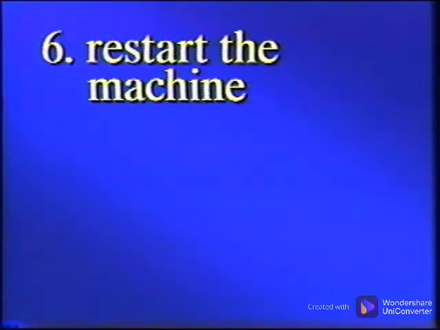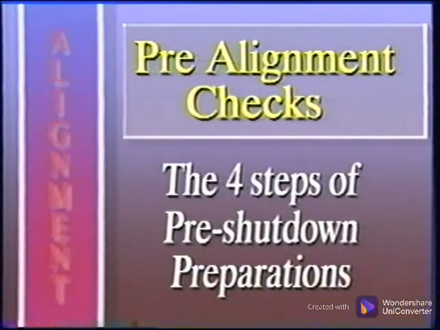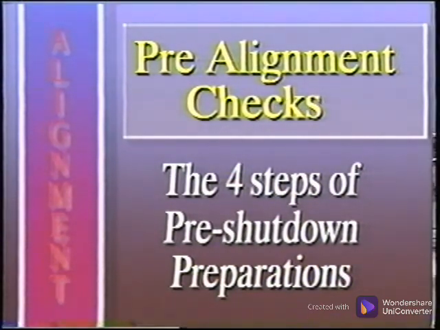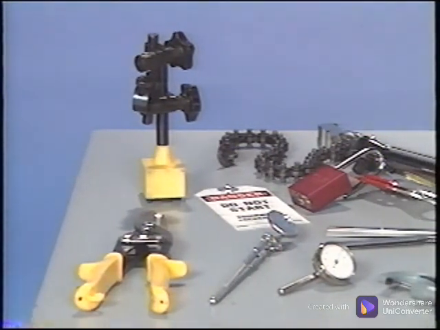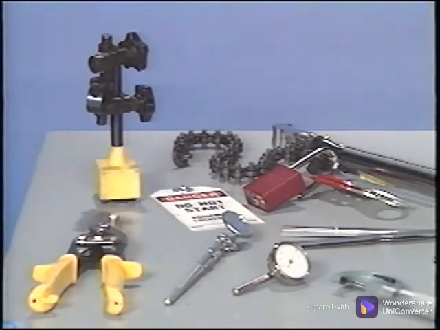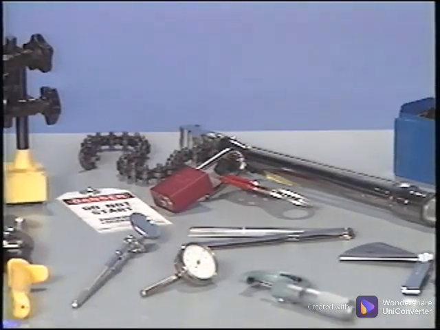Restart the machine, and after the unit has returned to operating conditions, recheck the data used to calculate offline to online conditions. Before shutting down the machine, take the time to perform these 4 steps, and you will decrease the time for the actual alignment. First, obtain all the tools and measurement devices. Include the alignment fixtures and mounting tools, whether mechanical, electromechanical, or laser.